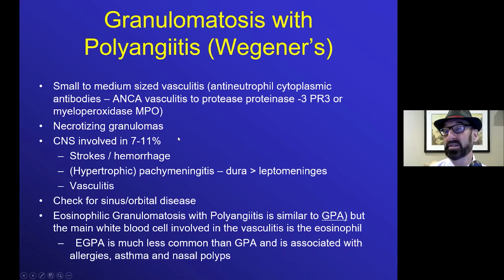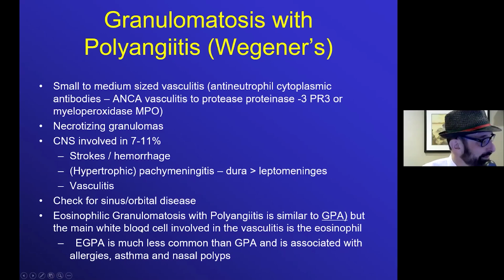And frankly, most of the time when I'm thinking about GPA, I'm usually thinking about manifestations in the paranasal sinuses and in the orbits with inflammatory disease, often with associated nasal septal perforations, for example, and paranasal sinus disease with bony erosions. Nonetheless, the central nervous system is involved in about 7 to 11% of cases with GPA, more commonly seen in the body manifestations, including in the kidneys and in the chest.